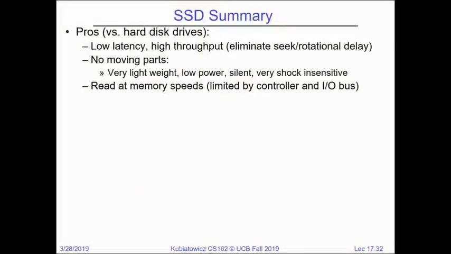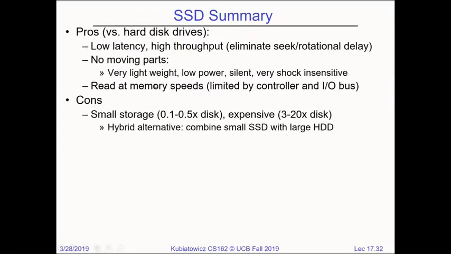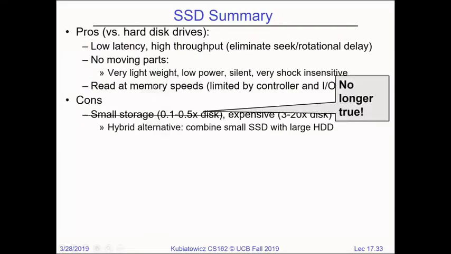Anyway, so the summary, the pros versus hard disk drives for SSD: very low latency, high throughput, no moving parts, which leads directly to reliability. The weight is light. The power is less, although write power is still high. It's very silent, shock insensitive. You can read essentially at memory speeds, although writes are slower. Cons: smaller, although, I just showed you that's really no longer true, right? That 100 terabyte drive is big.